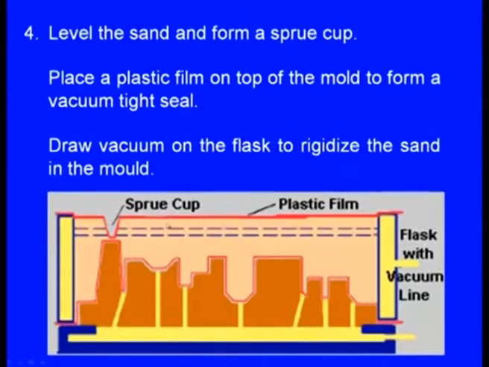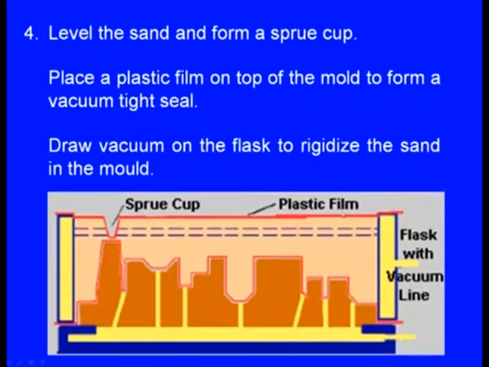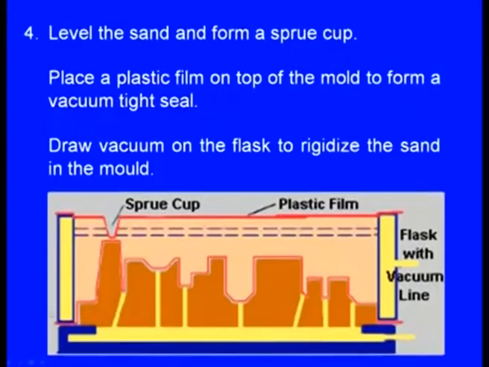Now, one more plastic film is to be kept. Place a plastic film on the top of the mold to form a vacuum tight seal. So, one more plastic sheet is kept here and it is sealed here. You can see here it is sealed and this side also it is sealed, and previously we have used one more polymer sheet. So, that is also sealed to the molding box, or to the special molding flask, and here on all the four sides the polymer sheet is closely sealed.